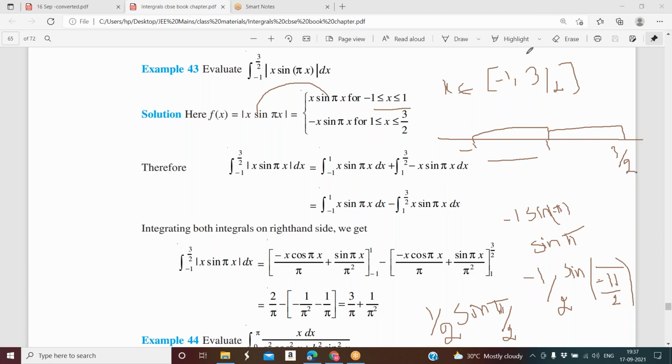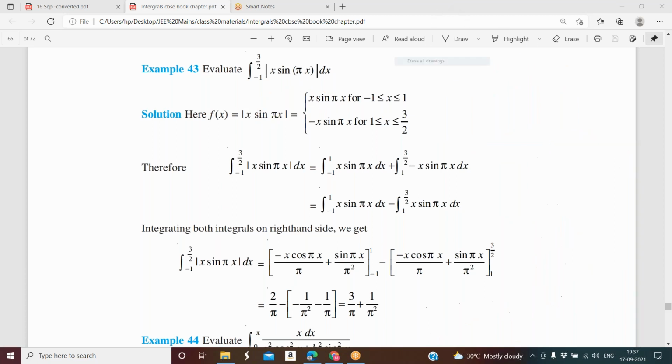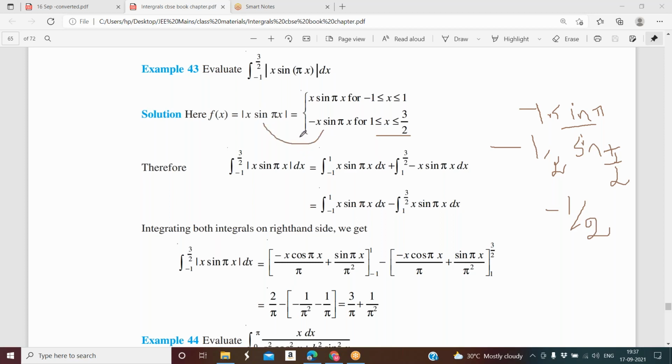So x sine pi x. Similarly, now to check in this range, 1 less than or equal to x less than or equal to 3/2. You substitute x equal to 1. What do you get? -1 sine pi. Sine pi value is 0, so entirely 0. Then you check 3/2, which means -3/2 sine 3pi/2. Sine 3pi/2 value, we know it is -1. So what you're getting is negative values. So in this range, the function takes negative values. So minus x sine pi x.